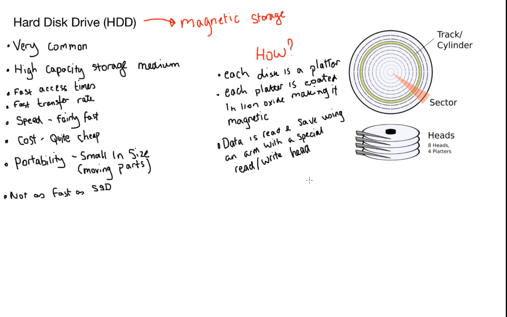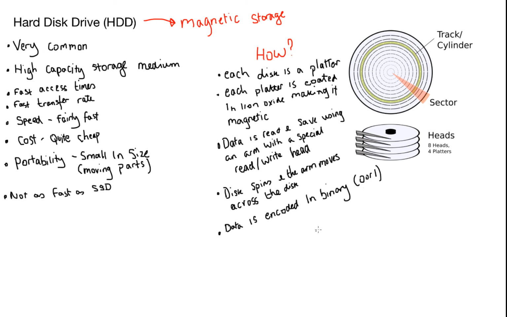Now the arm is controlled by an actuator, which is a magnet that moves very, very quickly. But this doesn't allow the arm to reach every part of the disk. In order to do this, the disk has to spin. Then once the arm can reach any part of the disk, the data is encoded in binary, which is a 0 or a 1.